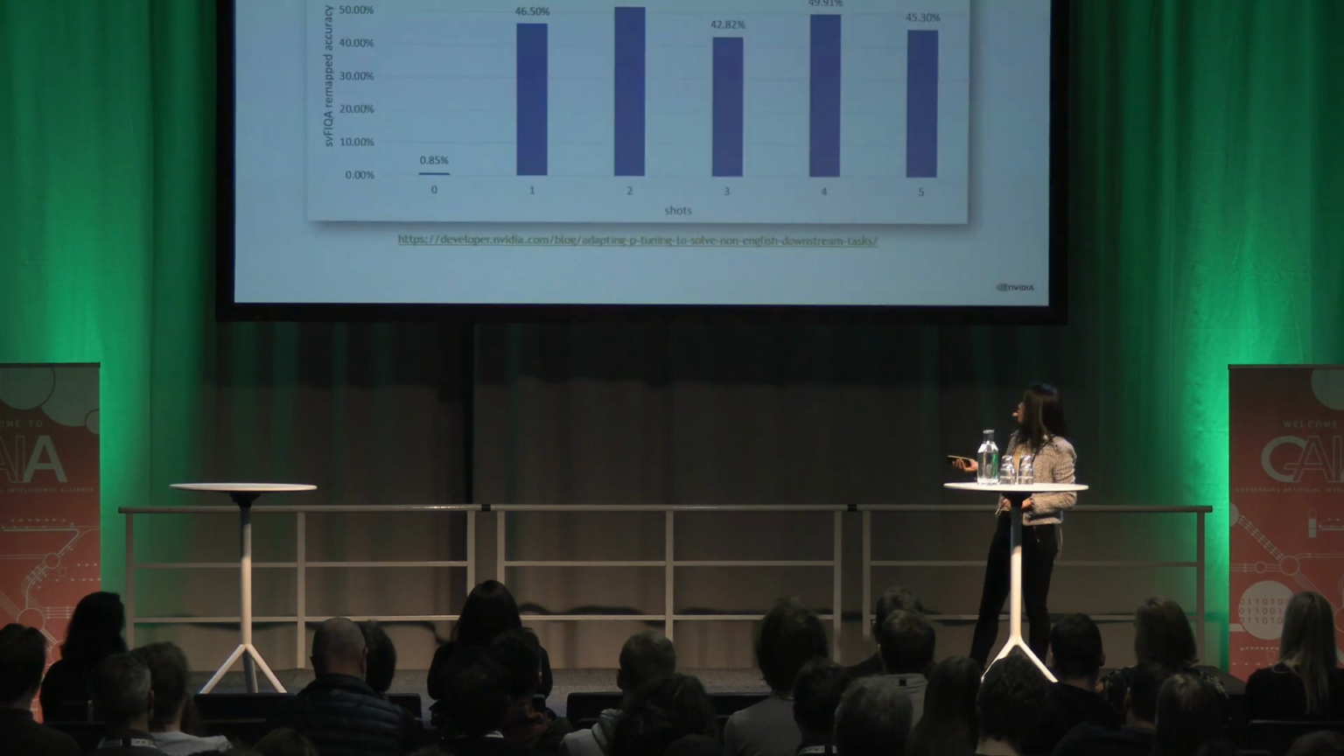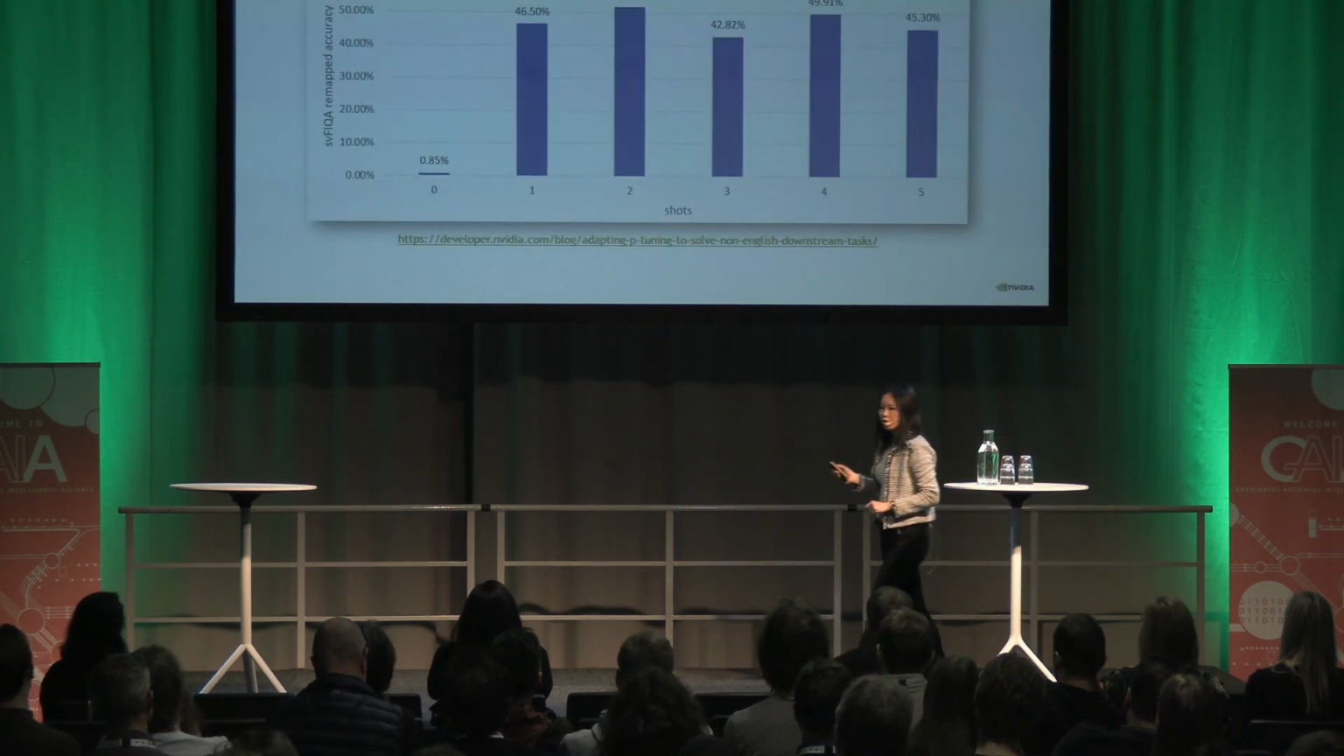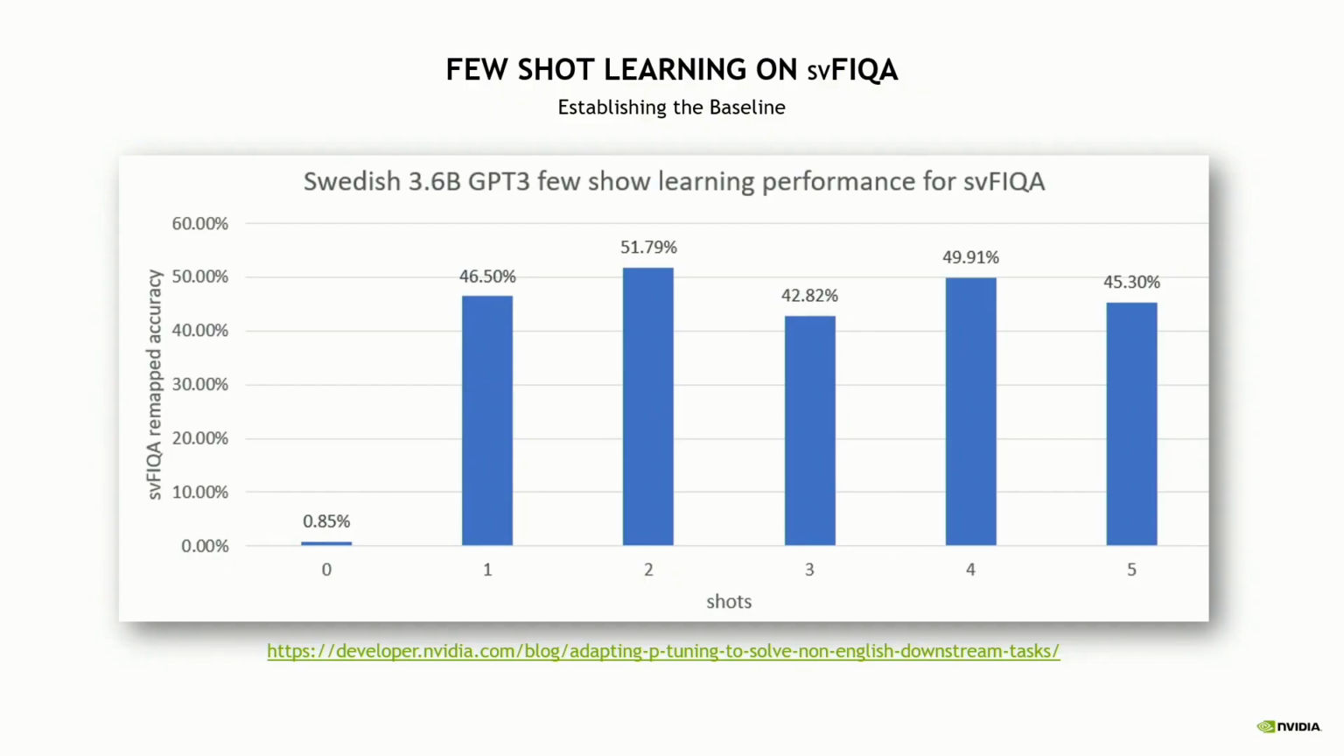So what is the result? Before we talk about the result, we have to talk about a problem. Because we don't have the benchmark equivalent of this data, we cannot use the English benchmark. It's not fair. So I need to establish a baseline. So how do I do that? Foundational models should already have some capability to do these downstream tasks.